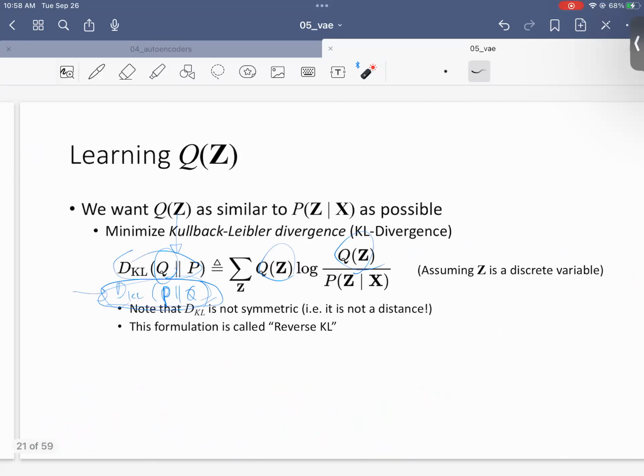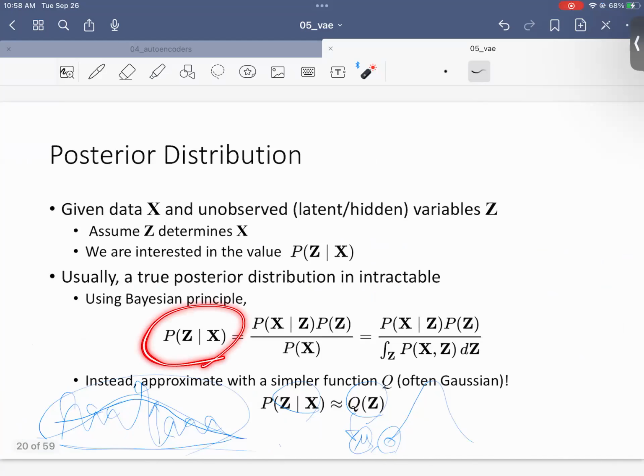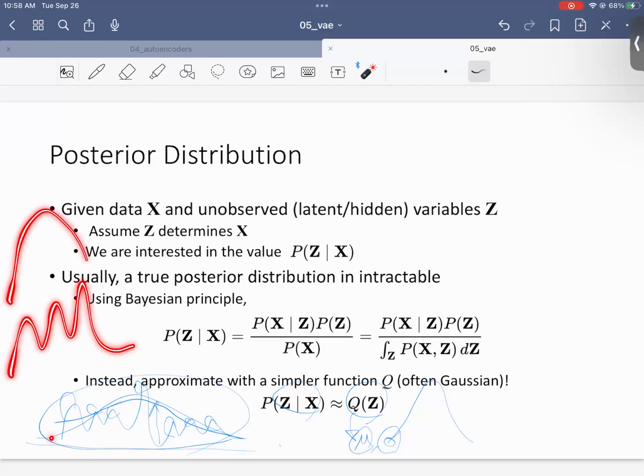If there was a way to explore the space of PZ given X, and we could see whether it looks like this, or like this, or if it's bimodal, then if you have a good idea, you could choose a QZ with a little more information.